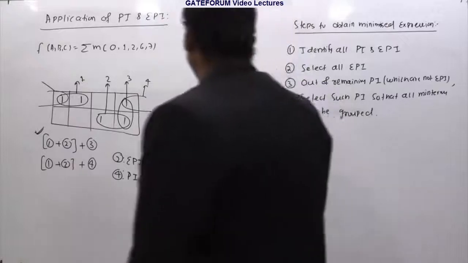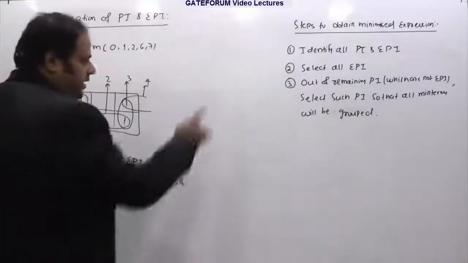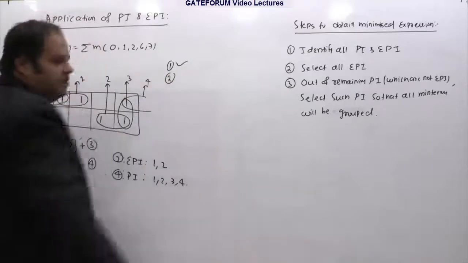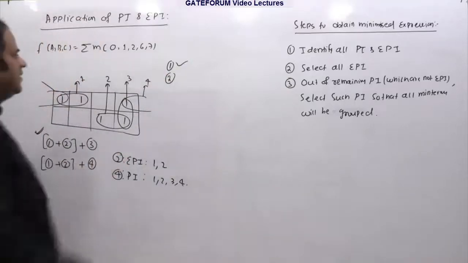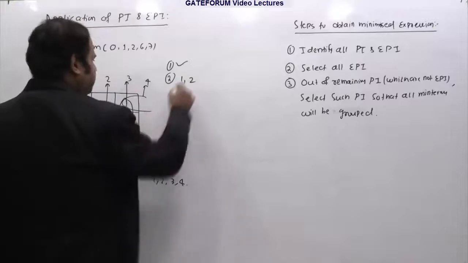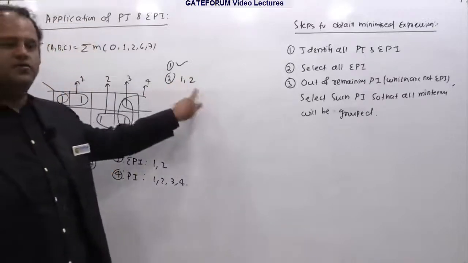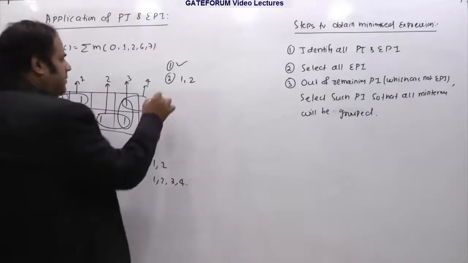Now the second step says select all EPIs. If I see the EPIs, they are 1 and 2. So I am selecting 1 and 2. In other words, the minimized expression will contain 1 and 2 for sure. So this is step number 2.